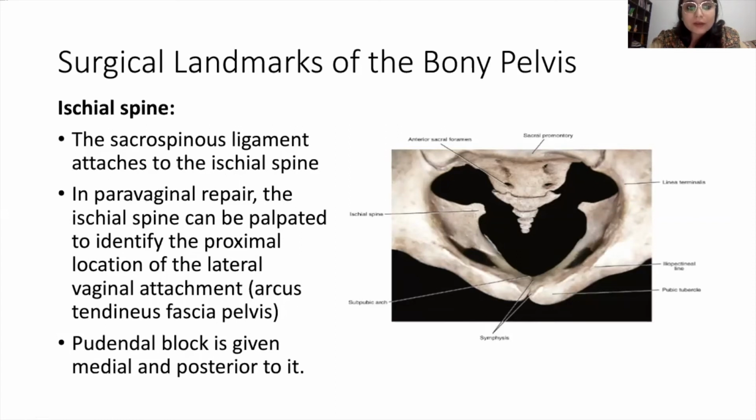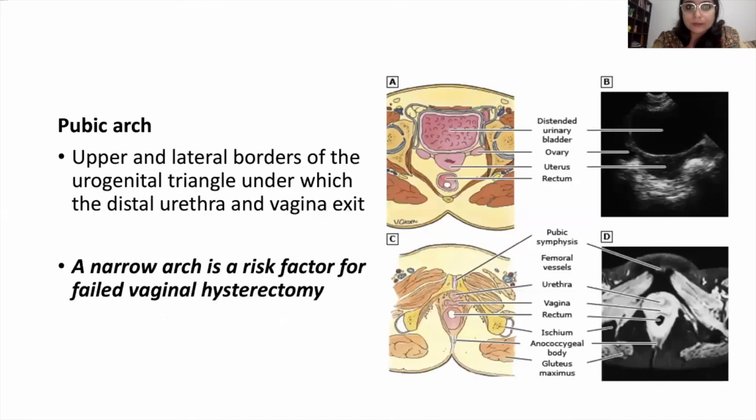In paravaginal repair, the ischial spine can be palpated to identify the proximal location of the lateral vaginal attachment. That is, the ischial spine forms one of the attaching points of the arcus tendineus fascia pelvis. Don't worry, we'll talk about what the arcus tendineus fascia pelvis is in the coming slides. When you have to give a pudendal block, you need to palpate the ischial spine. So these are a few important points from the surgical perspective. One is in the paravaginal repairs, second in the sacrospinous fixation of prolapse repair, and third, while giving a pudendal nerve block to a patient.